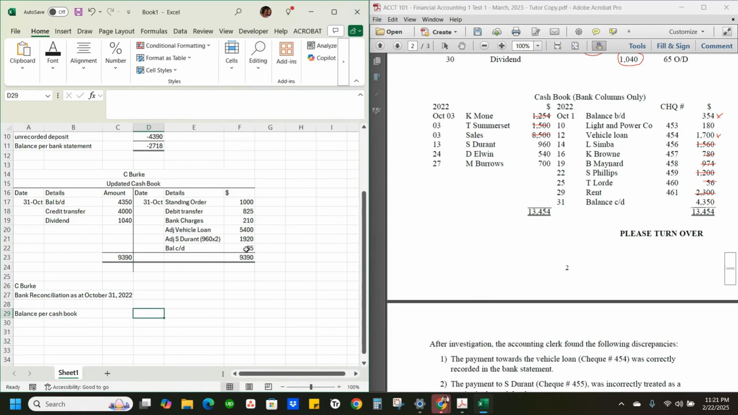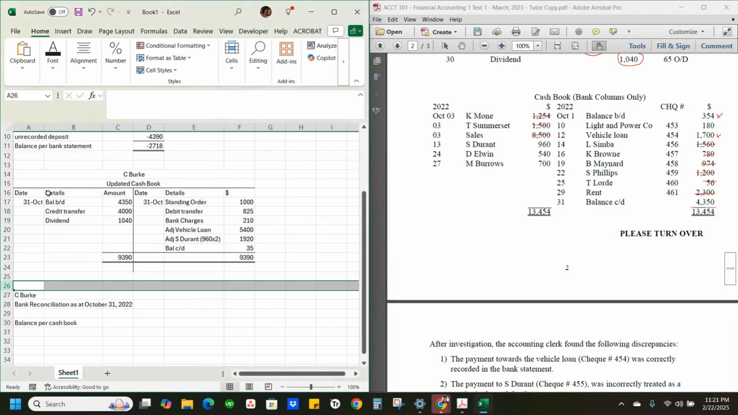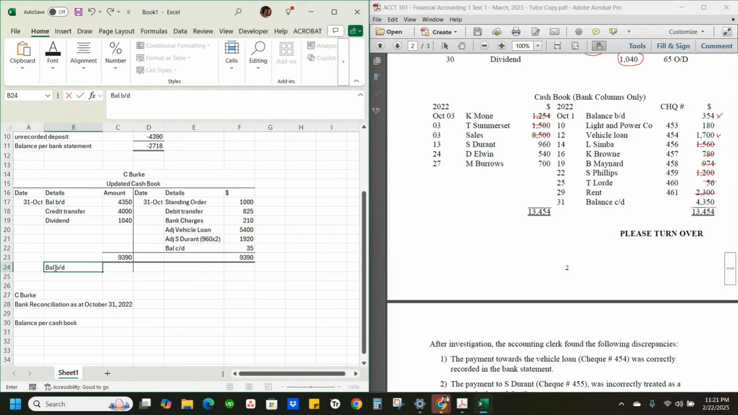So again, the balance carried down is on the credit side. So I guess I should put this down here so that people aren't confused, because I know some people get confused. Balance brought down. We always use the balance brought down amount. This is 35. All right. So our balance carried down is on the credit side. Therefore, our balance brought down for the next month is on the debit side, but that is the amount from the updated cash book that we will use. So this makes it a positive number and not a negative number.